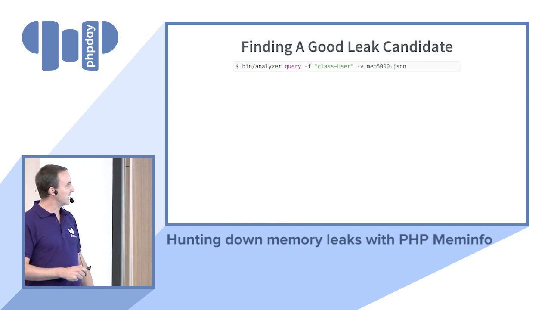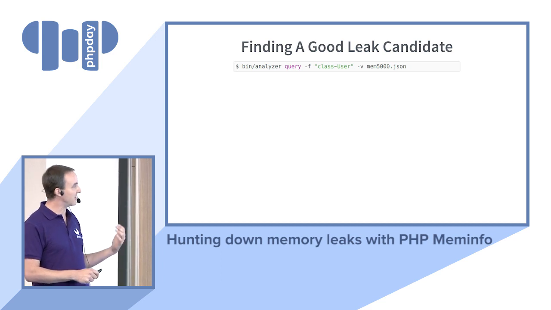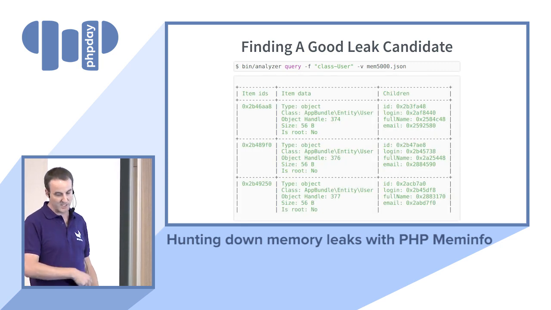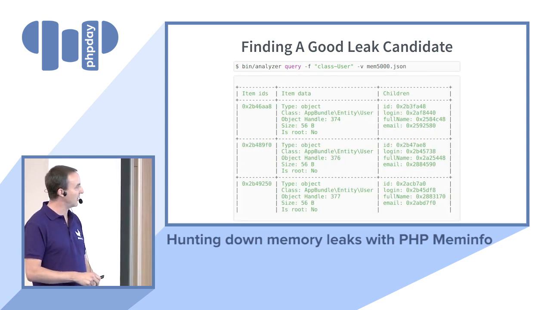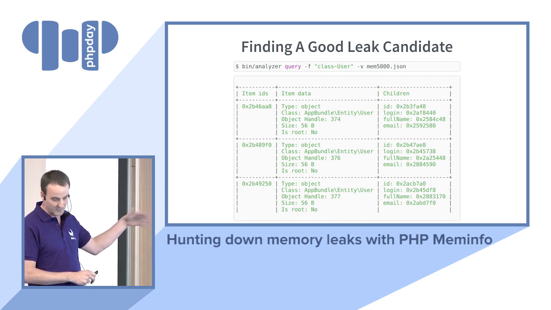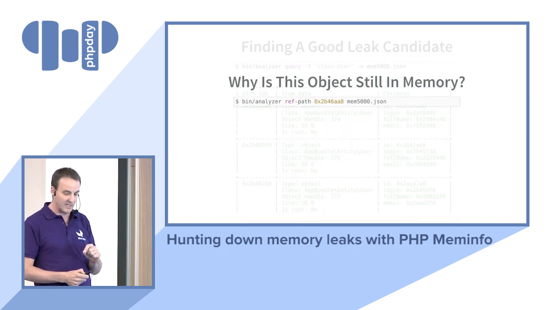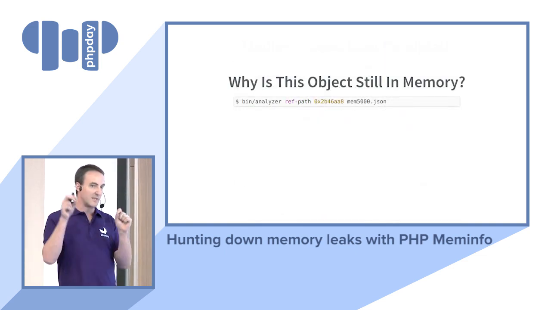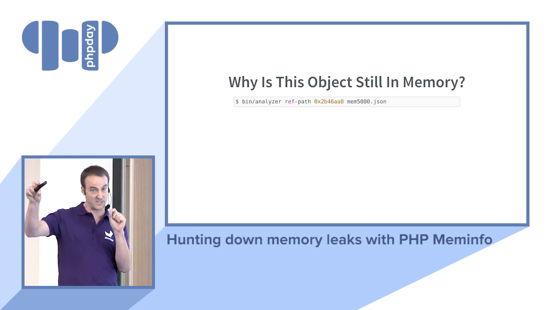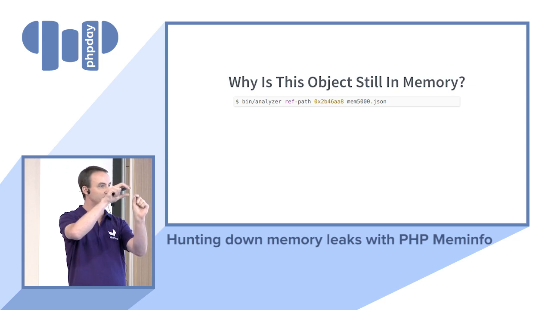So I will use another analyzer, which is a query, a way to analyze the JSON file by providing a filter. I want to find all objects of class User in my file. It gives you this kind of output with all the information of the user and an ID. Technically, it's the memory address of the object in memory. And I will use this ID with my third analyzer that will find me the path between my object that is leaking and a variable that's still alive in memory. This way, I will understand why this object has not been removed, because it's still referenced by a variable.